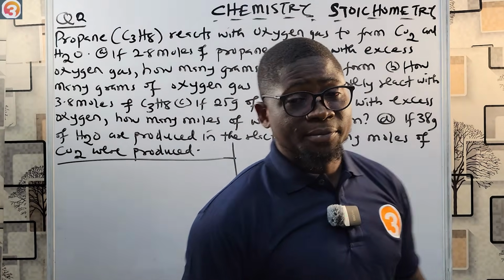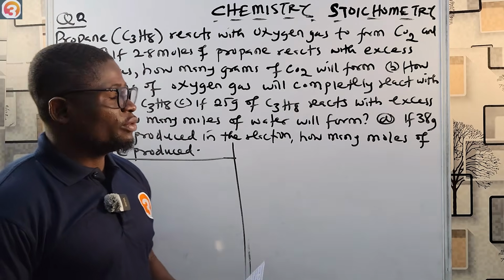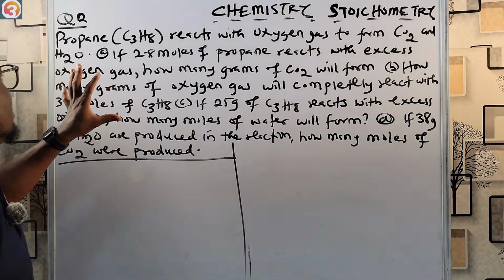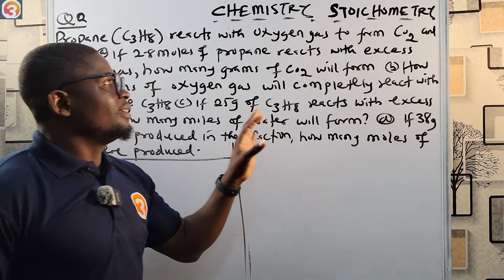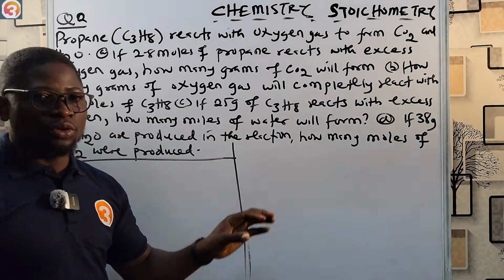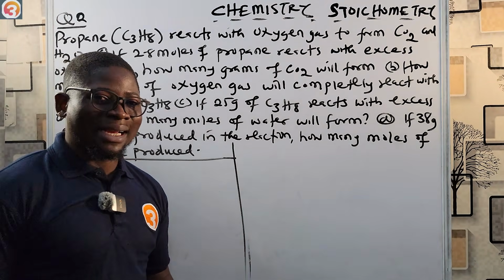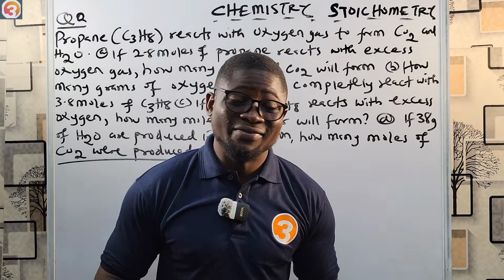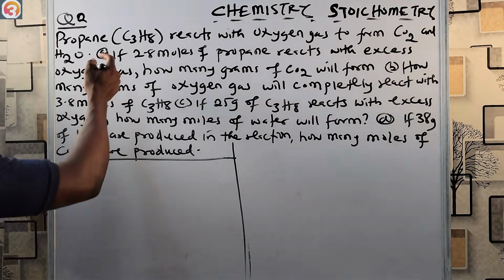So welcome back. Sorry for the long display. Now we're given a question here. I'm told that propane, C3H8, reacts with oxygen gas to form CO2 and H2O. That means we need to first of all bring out our balanced chemical equation. It's very, very important. Now let's go. So we're having C3H8, that's propane.